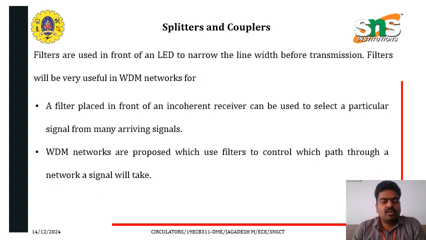So what is the use of this filter? Filters are used in front of an LED to narrow the line width before transmission. Filters are very useful in WDM networks. Why? Because a filter placed in front of an incoherent receiver can be used to select a particular signal from many arriving signals. And WDM networks are proposed which use filters to control which path through the network a signal will take.